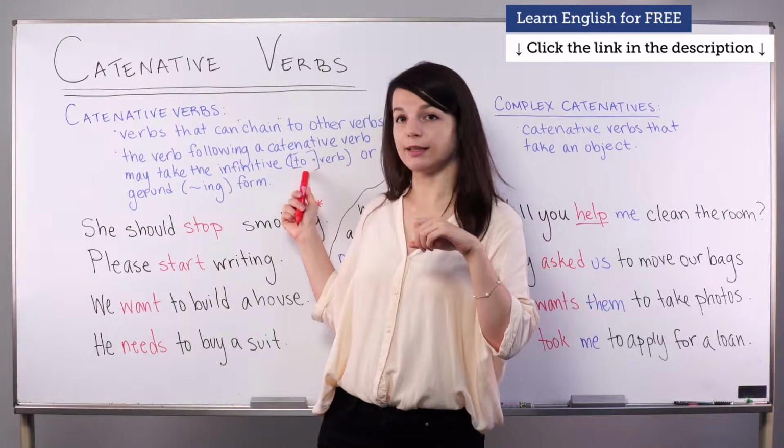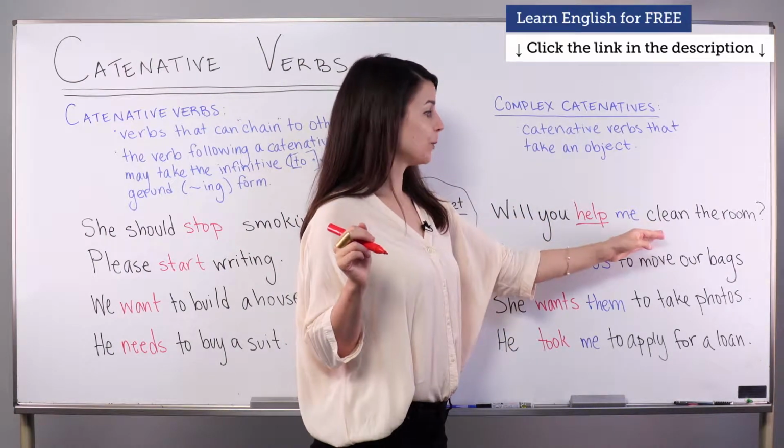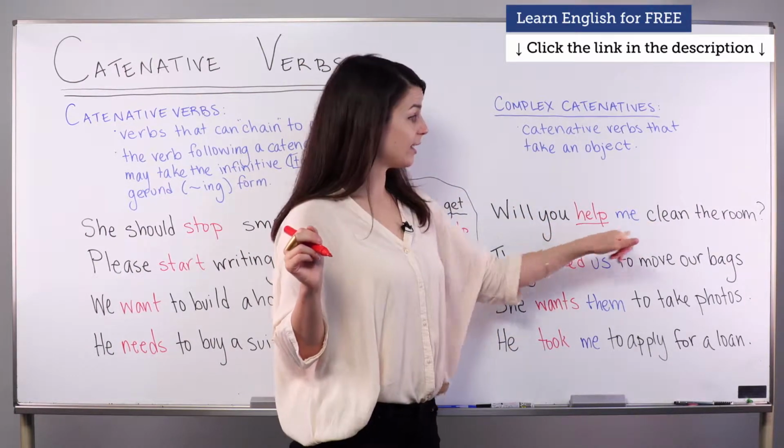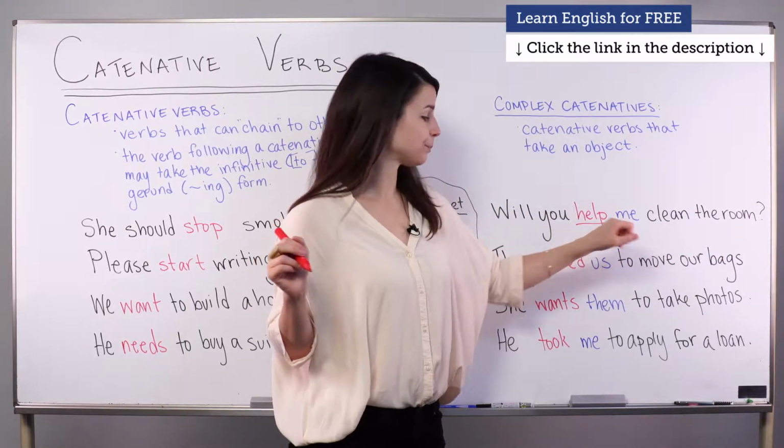So we don't use it in this case, it's just a plain infinitive. Will you help me clean the room? So here's my catenative, I chained it to clean with an object. So this is a complex catenative.